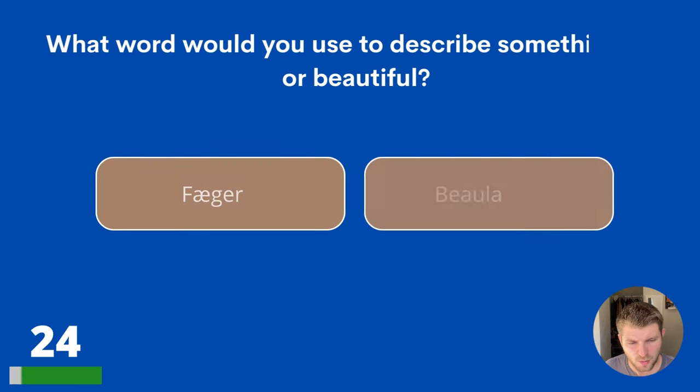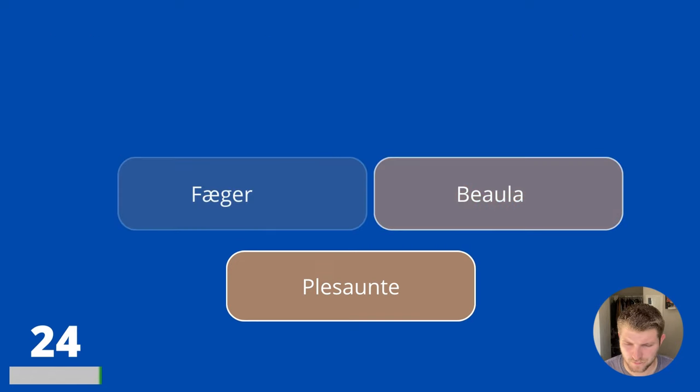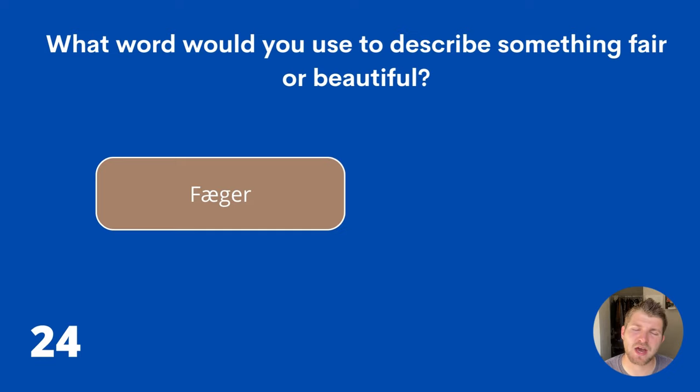Question 24. What word would you use to describe something fair or beautiful? Fager, Bula, or plaisant? The answer is Fager.